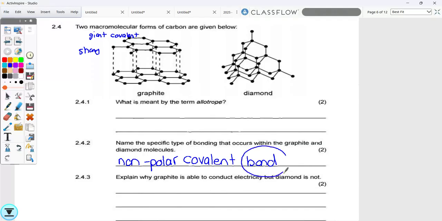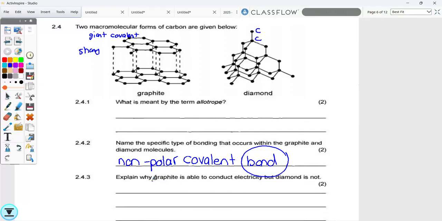Remember, when I started this chapter, I said to you, when you see bond, how many atoms at a time do you look at? Only 2 atoms at a time, and you look at the difference in electronegativity. That is carbon, that is carbon. Is there a difference in electronegativity? No. Okay, please, please, please.